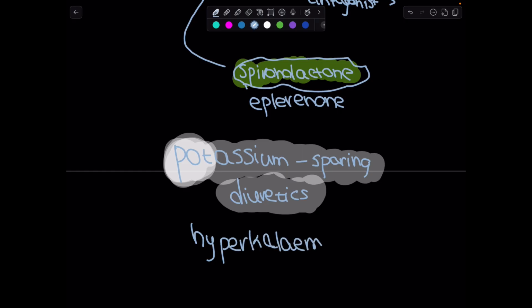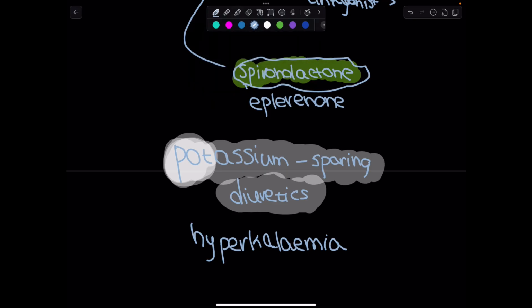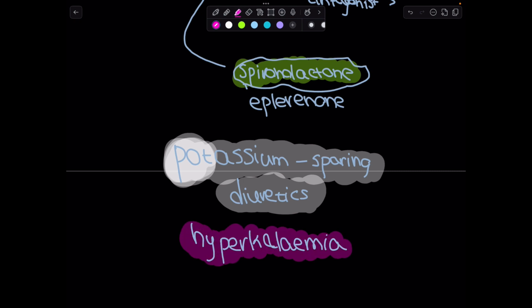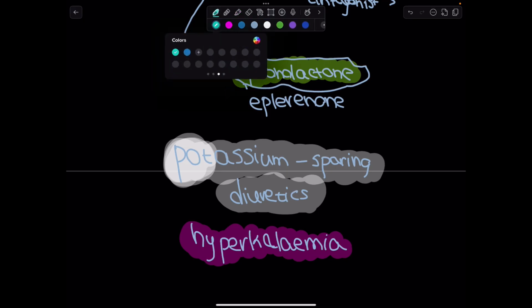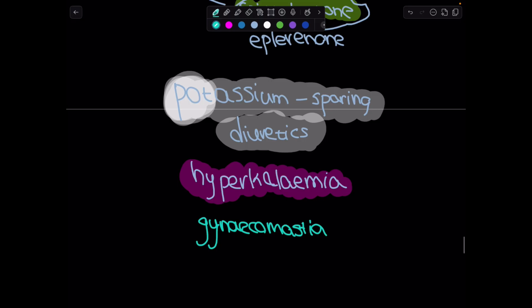Spironolactone, a potassium-sparing diuretic, can cause hyperkalemia, high potassium levels, gynecomastia, breast tissue growth in men due to its anti-androgenic effects, and gastrointestinal upset, nausea, diarrhea. Less commonly, it may lead to metabolic acidosis or kidney injury. So tell us about the hyperkalemia. So it's basically because now we pee a lot of sodium, so we keep a lot of potassium.